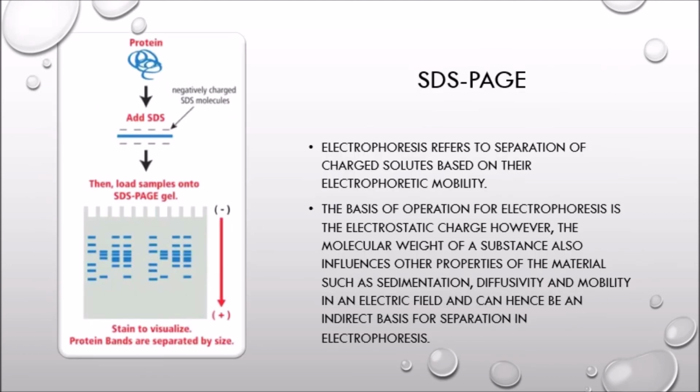Lastly, they use SDS-PAGE. It is a type of gel electrophoresis. Electrophoresis refers to the separation of charged solutes based on their electrophoretic mobility. The basis of operation for electrophoresis is the electrostatic charge. However, the molecular weight of a substance also influences other properties of the material, such as sedimentation, diffusivity, and mobility in an electric field, and hence can be an indirect basis for separation in electrophoresis.